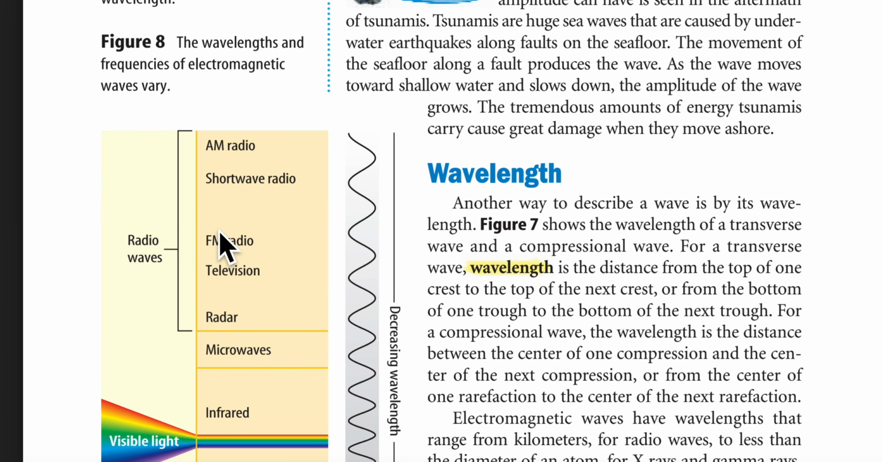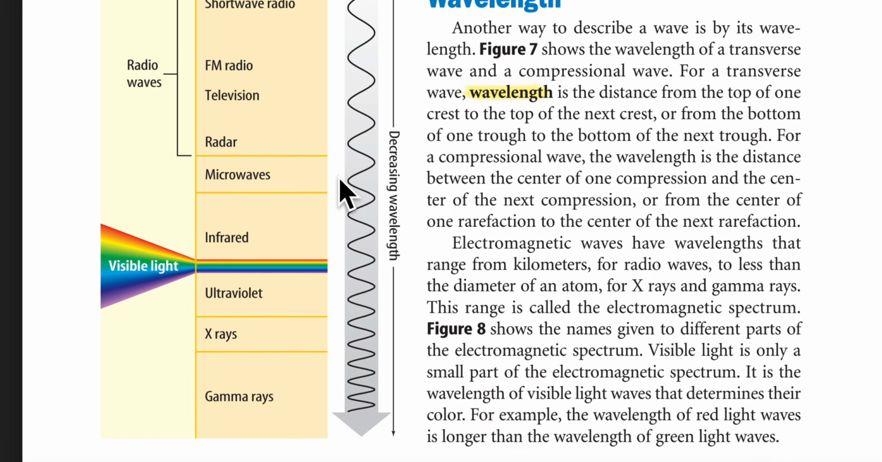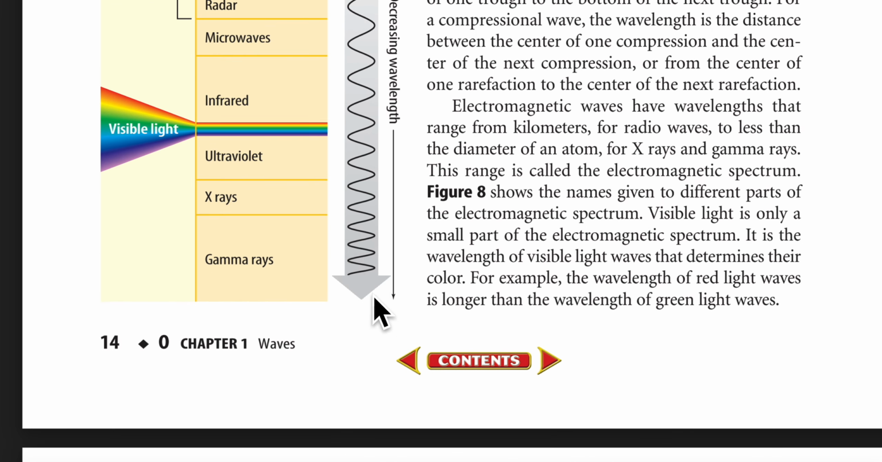And this figure here shows us radio waves have the largest wavelength, and then down here gamma rays have the shortest wavelength.